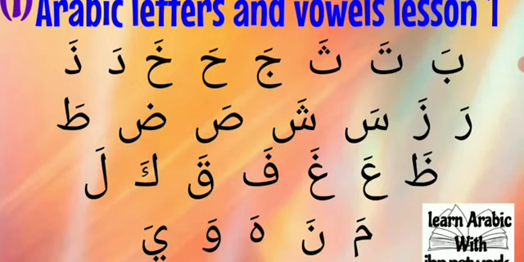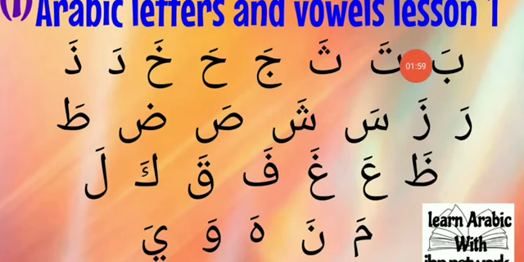In this lesson, we will learn how to read the Arabic consonants together with their vowels. The first one here we have ba. We have the vowel fatha with it. So we say ba fatha ba. This gives the pronunciation ba, ba, ba.